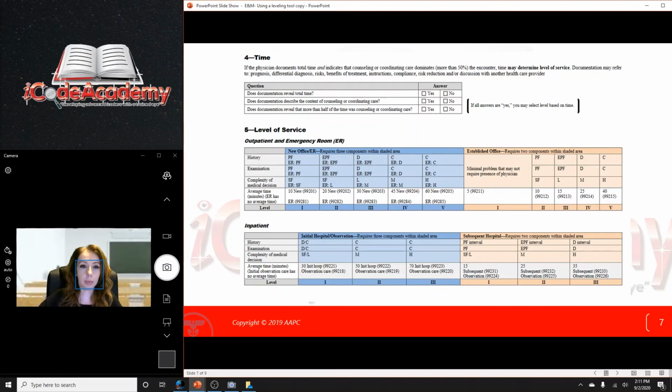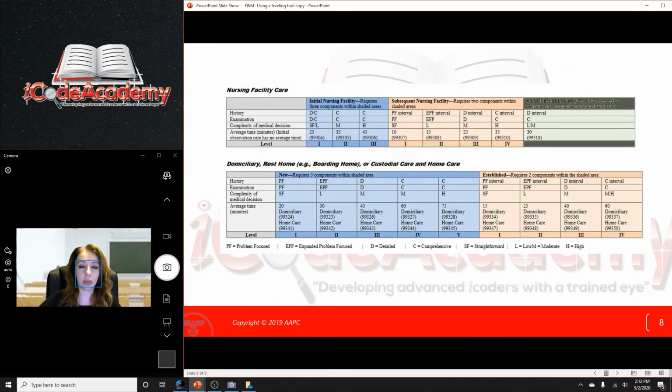You can see here the bottom of the page then does have charts for you regarding the various levels of service. So depending on whether it's an inpatient or an outpatient encounter, if it's a new or an established patient, we can see the various E&M code options, as well as the final page reflecting for nursing facility care and home visits or rest homes.